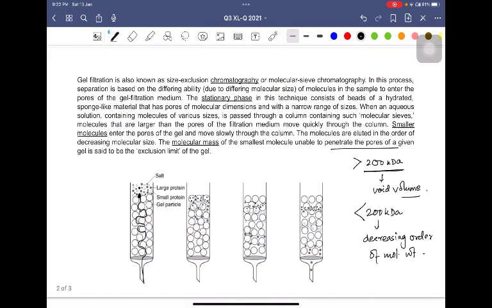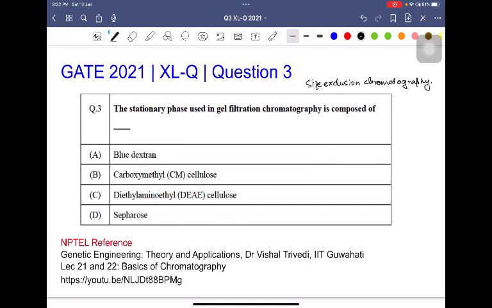All right, so coming back to our question, what is the stationary phase that is used in gel filtration chromatography? The first one is blue dextran. Blue dextran is a molecule that is used for measuring the void volume in gel filtration chromatography. So this is not the correct answer. B is carboxymethyl cellulose and C is diethylaminoethyl cellulose.